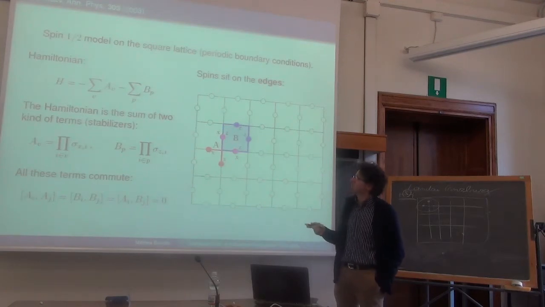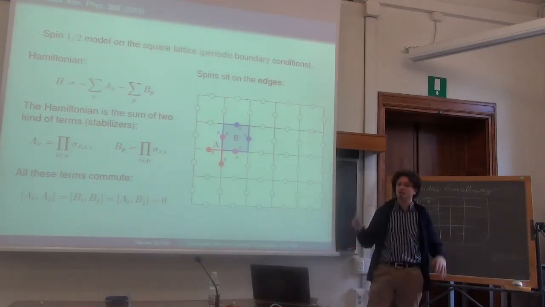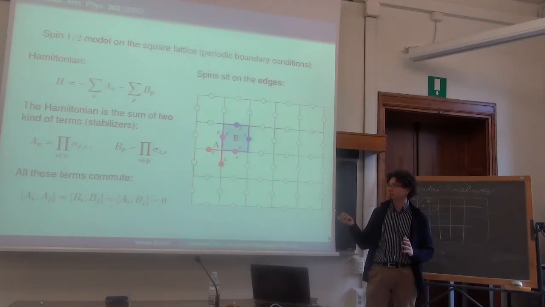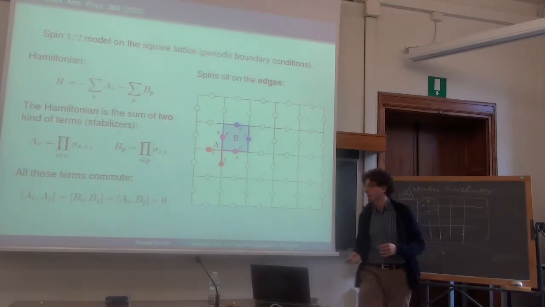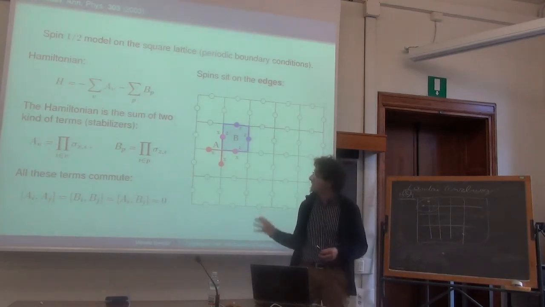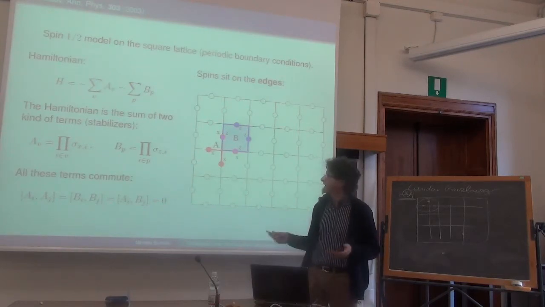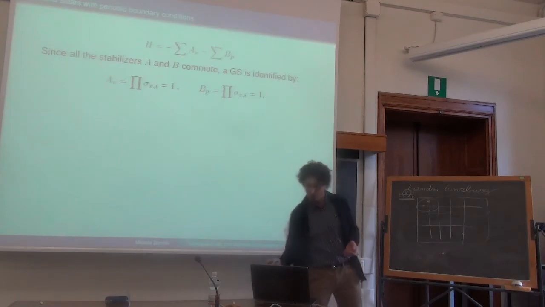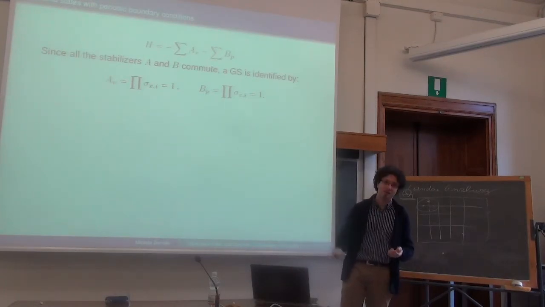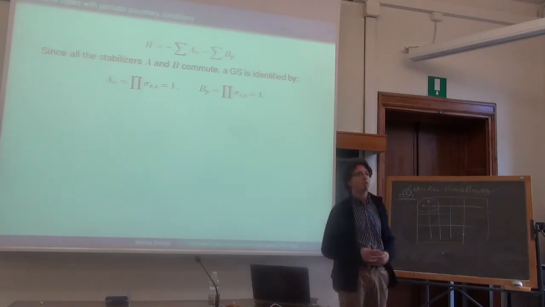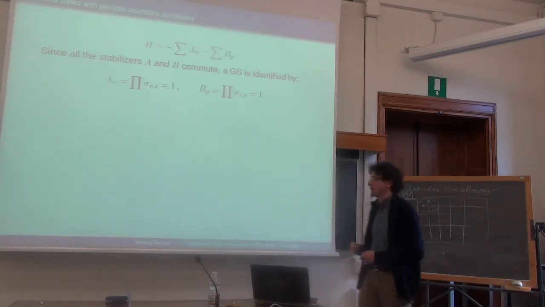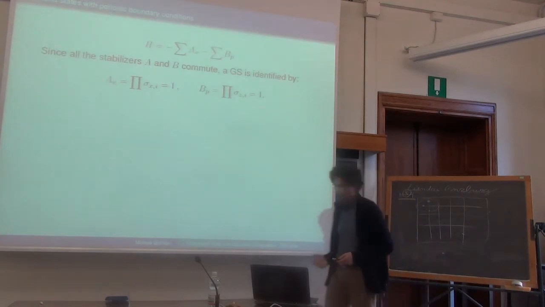So this is very useful because it means that I can essentially diagonalize this Hamiltonian by specifying all the values of these operators A and B, which in principle may assume the two eigenvalues +1 or -1, and to specify the ground states. Each ground state must minimize this energy, so all the A's and all the B's must have an eigenvalue +1. So this is the condition to minimize the energy.